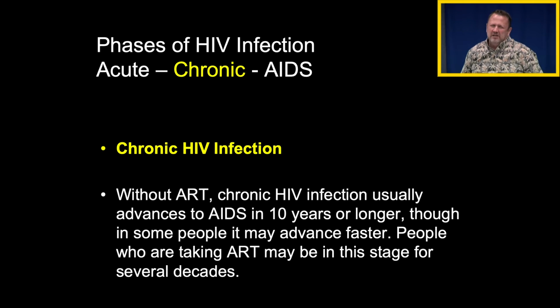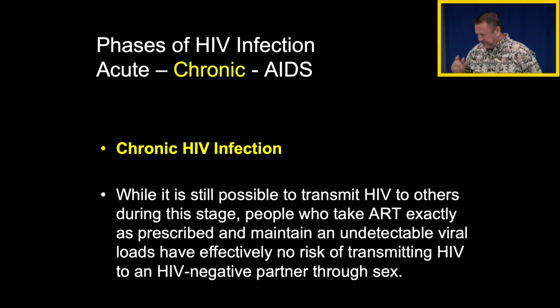All right, without antiretroviral therapy, chronic HIV infection usually advances to AIDS. It usually takes about a decade for that to occur. That's normal. There are some people where the virus will advance to the AIDS stage very quickly. People who start taking antiretroviral therapy during the chronic part, they might stay in that stage for a very, very, very long time without progressing to AIDS.